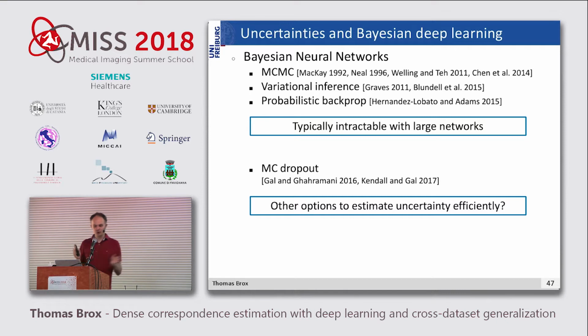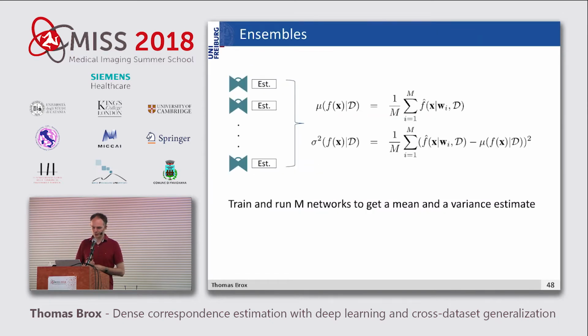But there can be also other options, and I will show you a couple of them now. And we tested them all for the FlowNet approach. So the first one is to use ensembles. Yeah, so instead of a single network, you train multiple networks. Yeah, so you see that here.